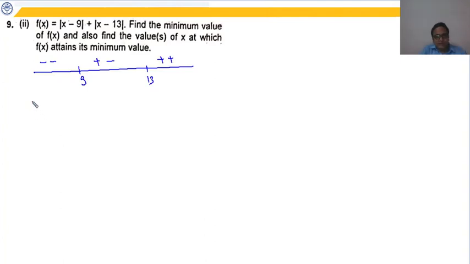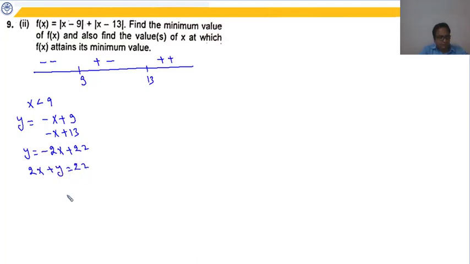So first, when x is less than 9, f(x), that is y, is equal to, both the mods being negative, minus x plus 9 minus x plus 13. So y is equal to minus 2x plus 22. So we get 2x plus y is equal to 22. If we convert this into intercept form, it's x upon 11 plus y upon 22 is equal to 1.